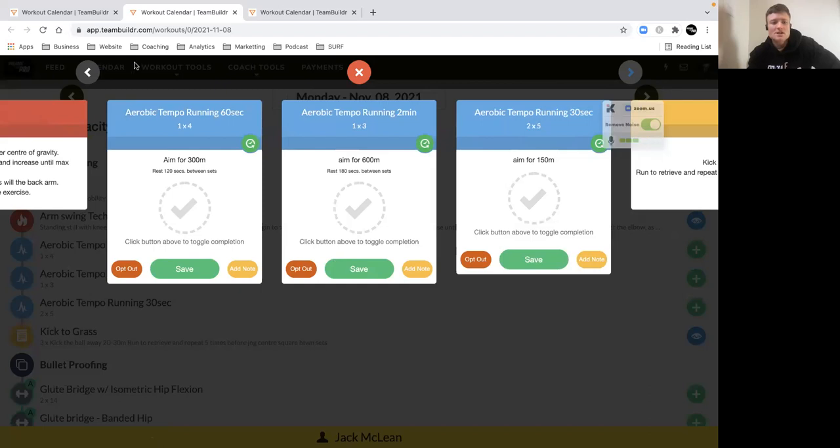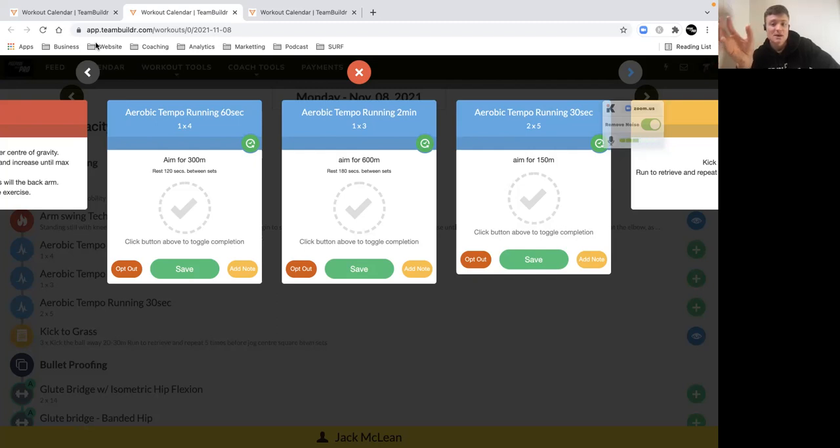Then from there, our running session, you'll have your individual target. So for this particular person, it's 300 meters for the 60 second effort. Then we've got four of those with 2 minutes rest in between the sets. Then you go into your 3 2-minute efforts, aiming for 600 meters per effort. Then we have 3 minutes rest. And then we've got two sets of five aerobic efforts.